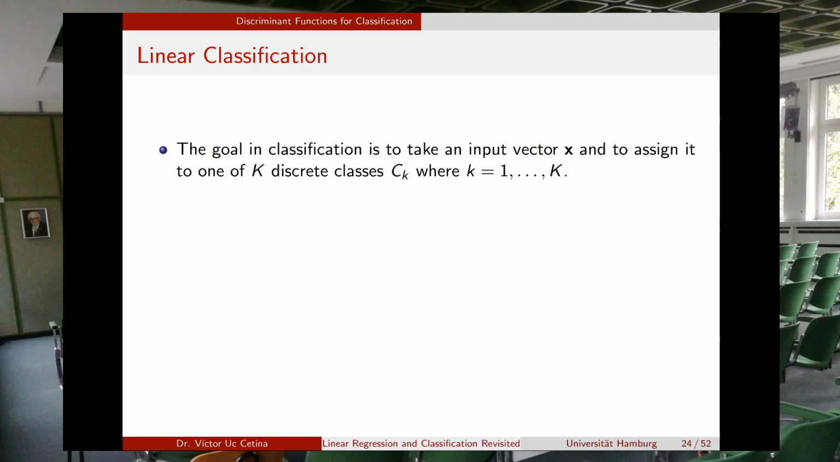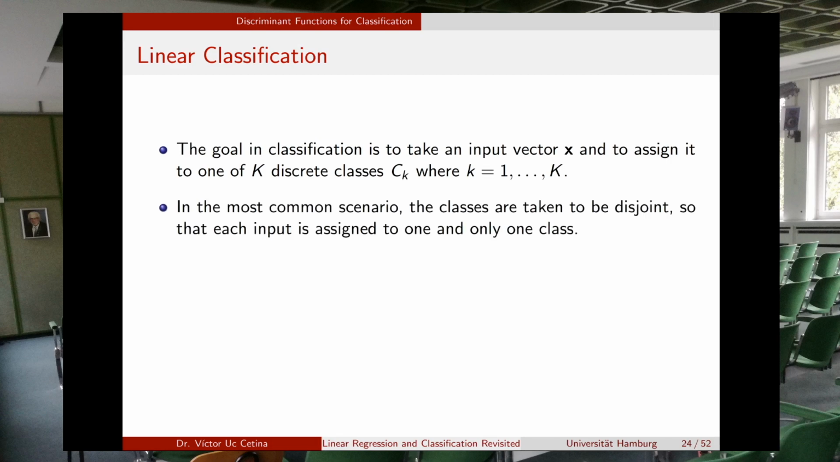Okay, let's talk now a bit more about linear classification. Remember that the goal in classification is to take an input vector x and to assign it to one of k possible classes. The simplest case is when you have only two classes. We are talking about a binary classification problem.